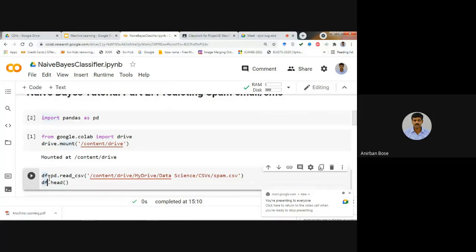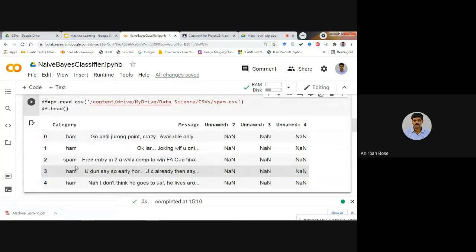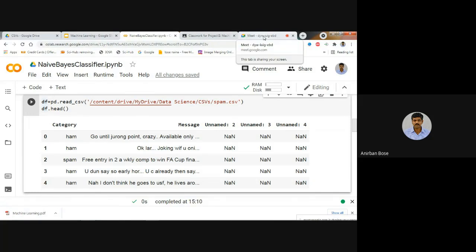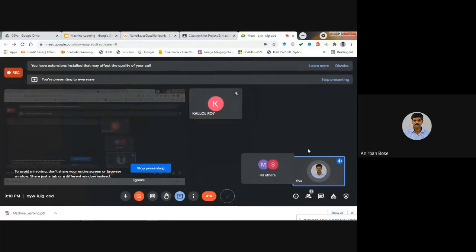So first you mount Google Drive, after that import pandas, and then you read the file. And you will see that you get this kind of a table. Please let me know how many of you are getting this result by raising your hand.